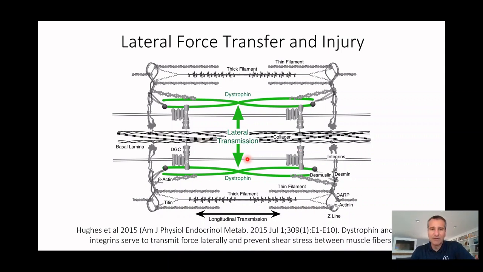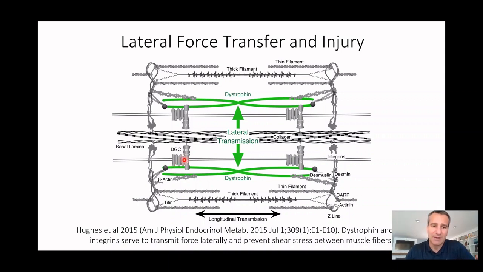When we're talking about lateral force transmission, now what we're talking about is the transmission of force across fibers, between fibers, and into the extracellular matrix here. So we've got the extracellular matrix, we've got the integrins here, and the integrins are going to link into the extracellular matrix. And they're going to be brought in around the Z-line as well, where you've got desmin. And then you've got this really important protein, dystrophin, that everybody's heard of because of muscular dystrophy.